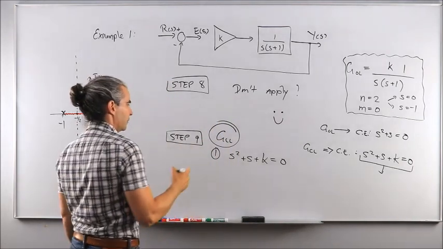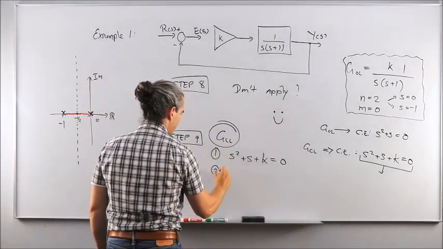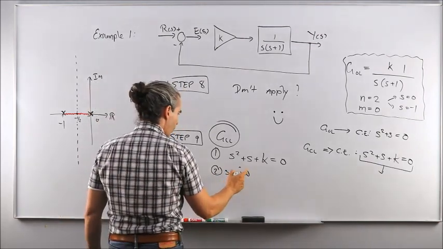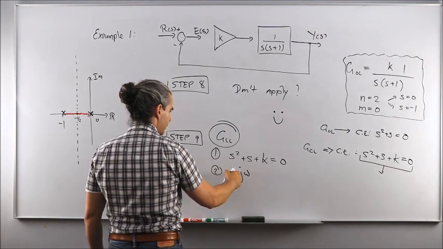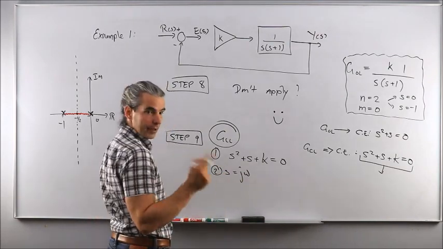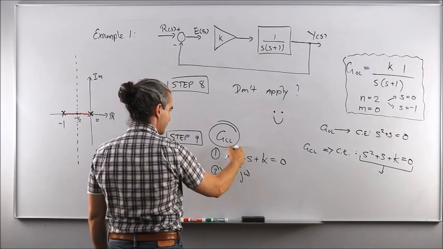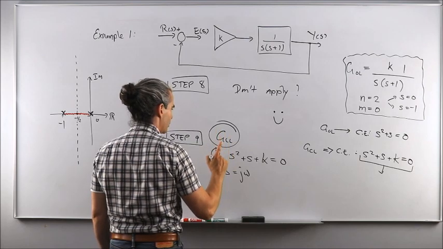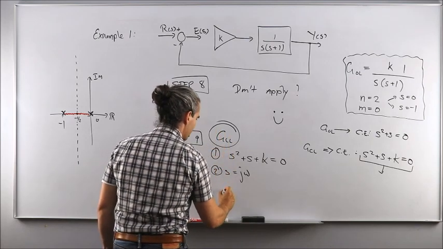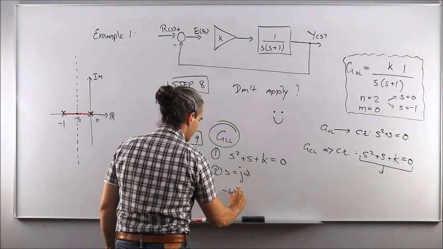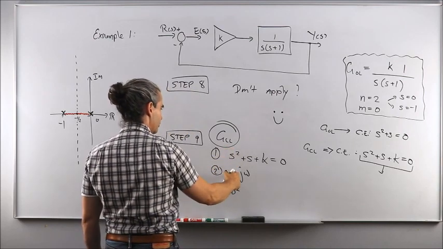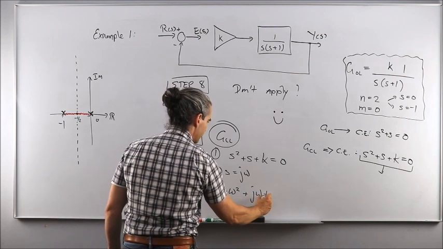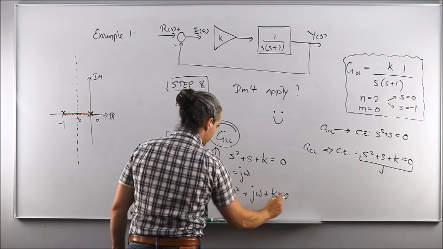And then what you do is you replace the s variables with j omega, where you need to remember that j is the equivalent of the square root of -1, such that when you end up with s squared, the square of the square root of -1 will give you -1, okay? Such that you're going to get minus omega squared for s squared in terms of j omega, plus j omega, plus K.